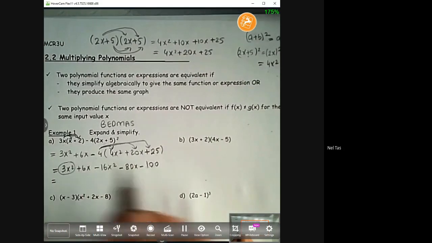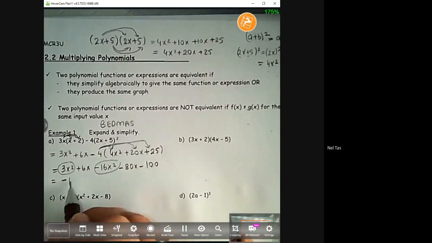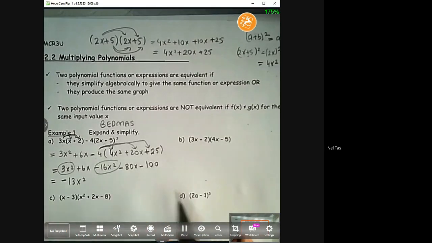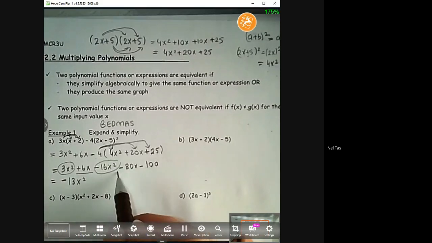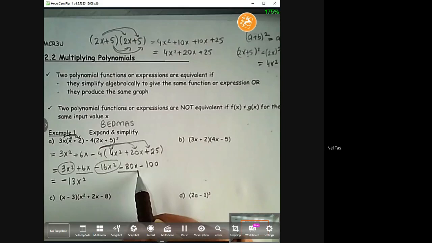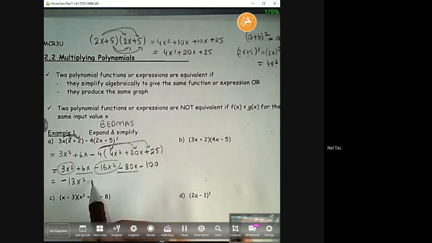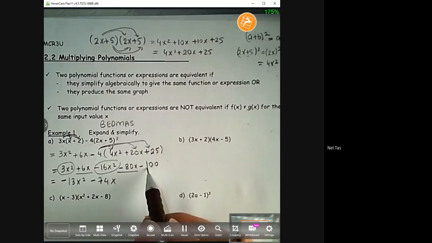3x squared minus 16x squared is minus 13x squared. So we have positive 6x minus 80x. So it gives you minus 74x. And finally, we have minus 100.